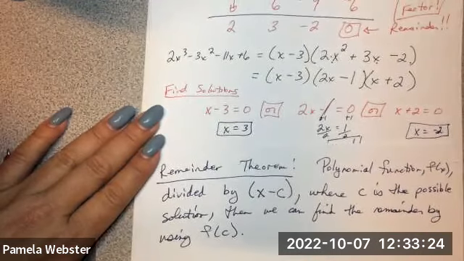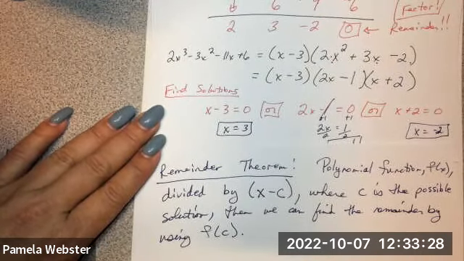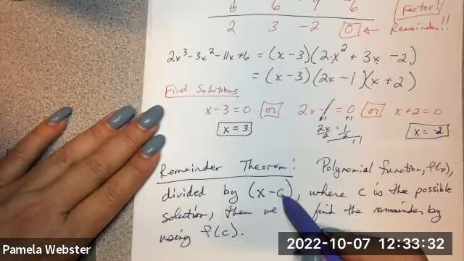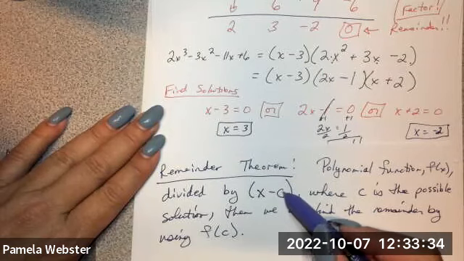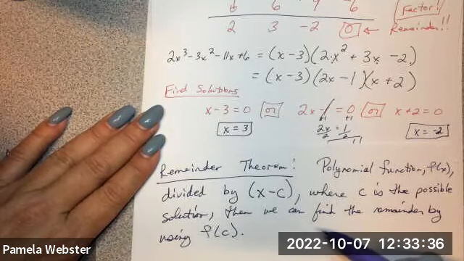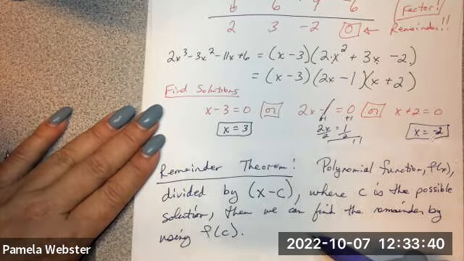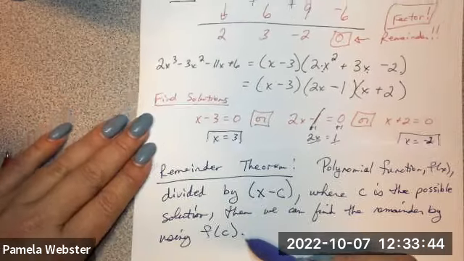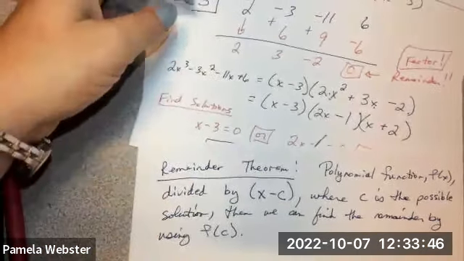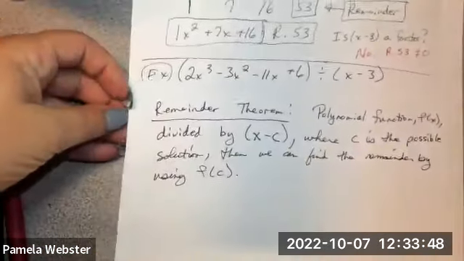Okay, we can find the remainder by using f of c. So what does that mean? You've got this polynomial function and you think, hey, x minus 2 might be a factor. Maybe 2 is the solution, okay? If you want to know for sure if it's a factor, if that's a solution, then you substitute it into the original function. Okay, so let's go back up to this one that we had.